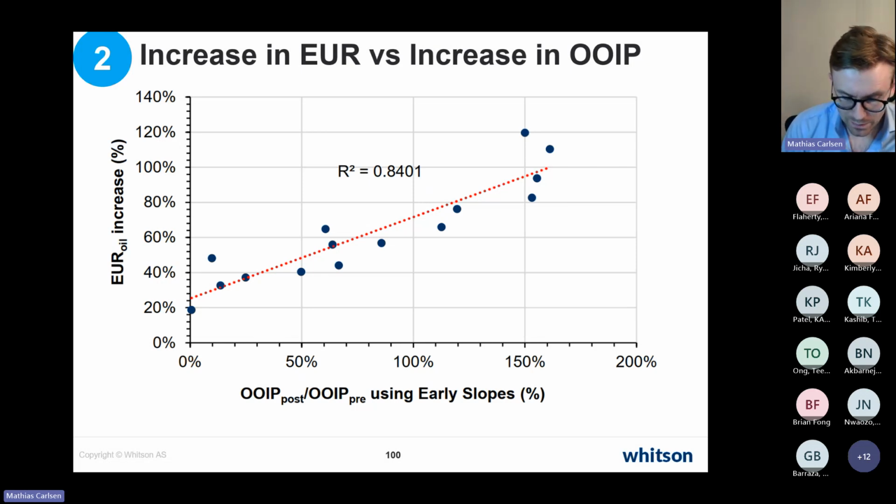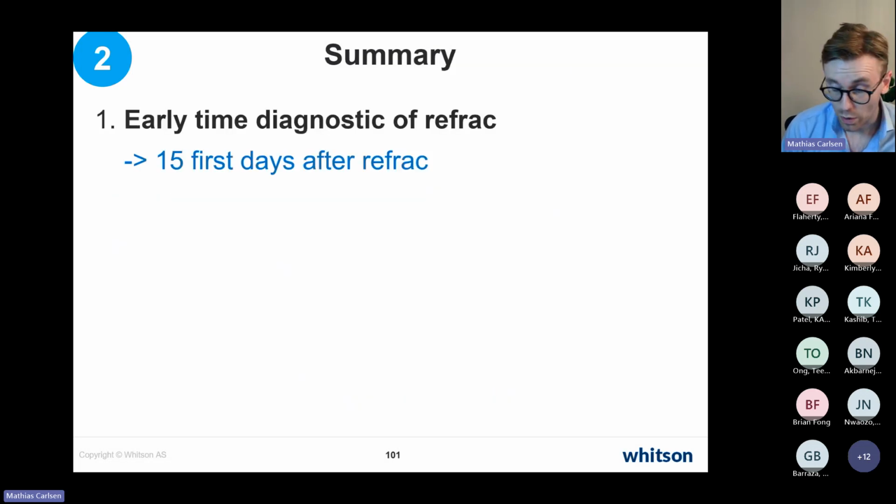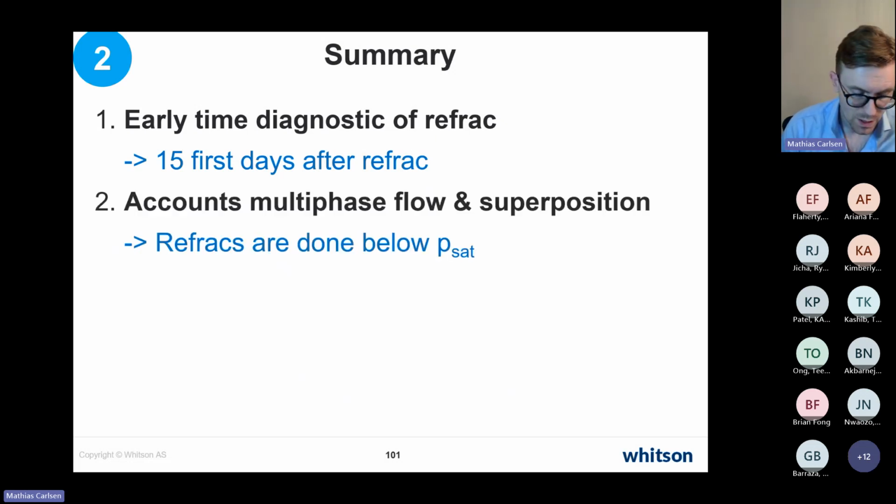So with this correlation, they could then just use the first 15 days of production data. This is like a diagnostic plot to say what the long-term effects was. So the early time slopes, they just used 2 weeks of production.